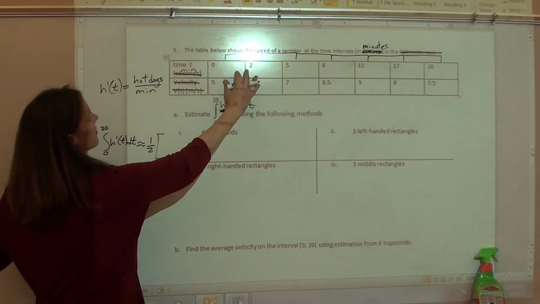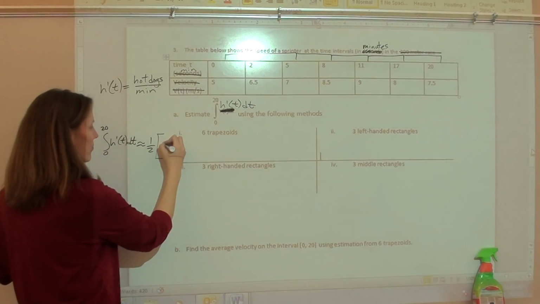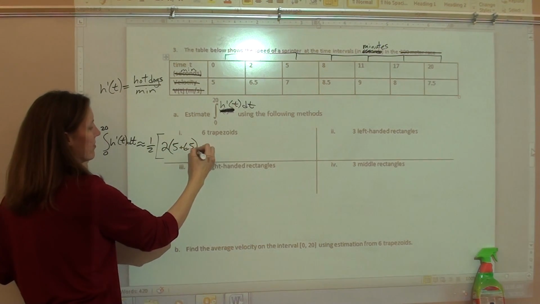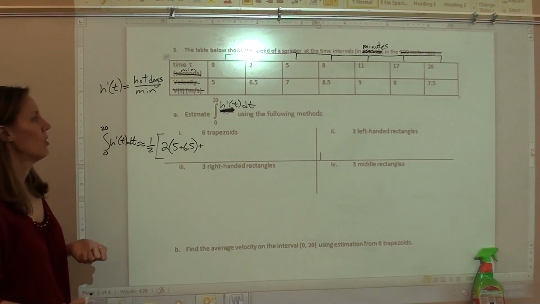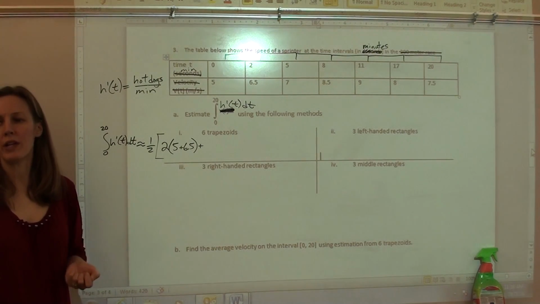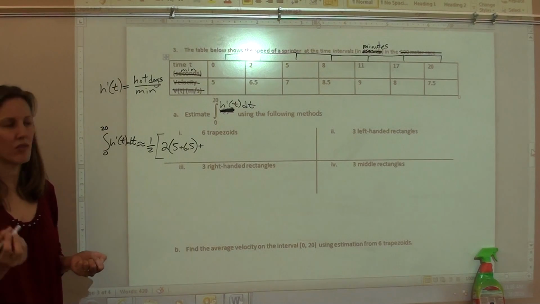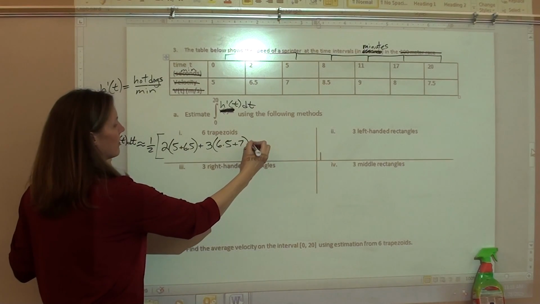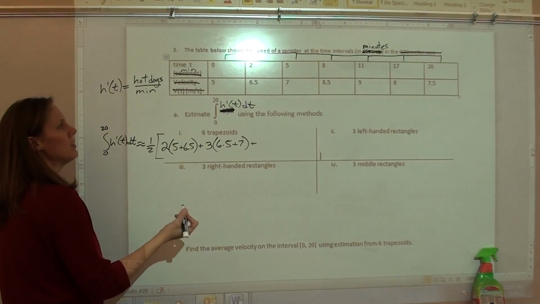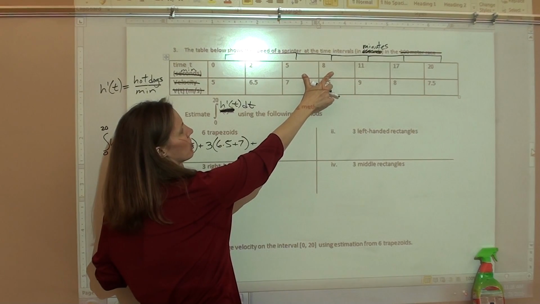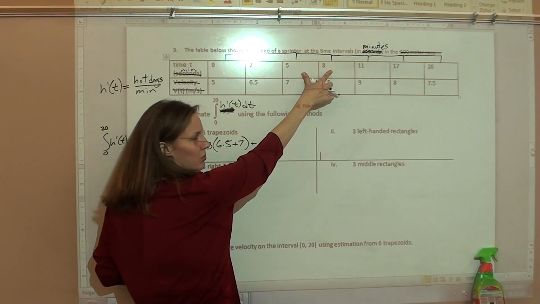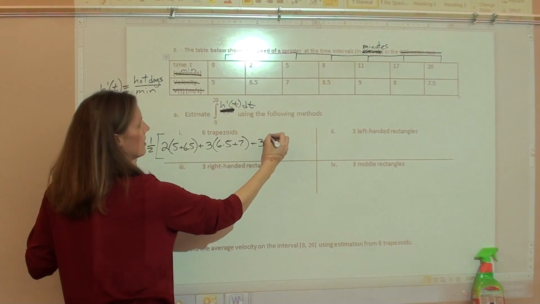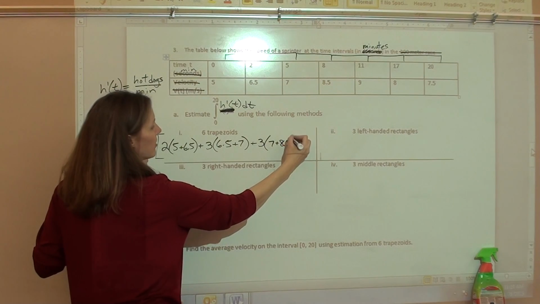What is the width of our first trapezoid? 2. And then the two heights would be 5 plus 6.5. What is the width of the next trapezoid? 3. And the two heights would be 6.5 plus 7. What is the width of the third trapezoid from 5 to 8? 3. Do you guys see where we're getting the widths? We're subtracting the t's. This would be 3, 7 plus 8.5.